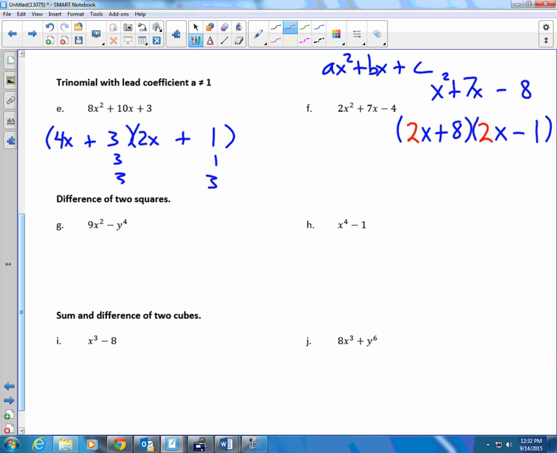Can you take a common factor out of 2x and 1? No. Can you take a common factor out of 2x and 8? What can you take out? So take out the 2. What are you left with? X plus 4. That's how I do it.